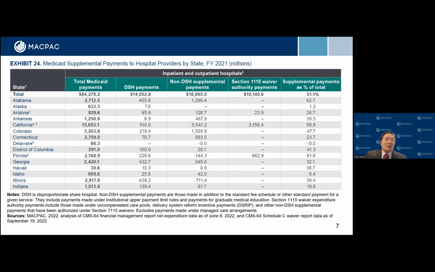This exhibit from our MACSTATS data book shows fee-for-service spending for hospitals with a breakout of different types of supplemental payments using CMS 64 data. As you can see from this table, supplemental payments make up over half of fee-for-service payments to hospitals. These data demonstrate how important these supplemental payments can be to understanding total spending on hospital services.